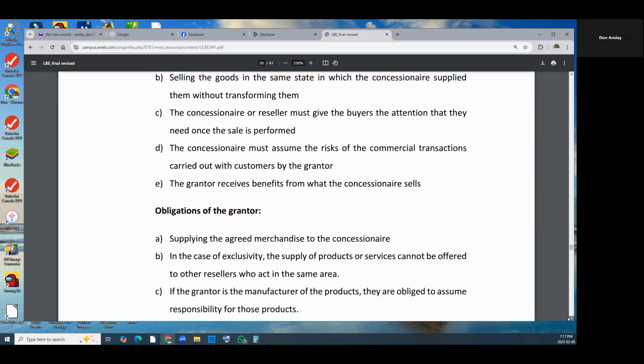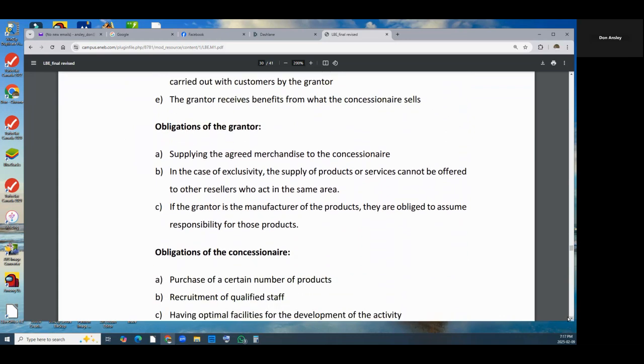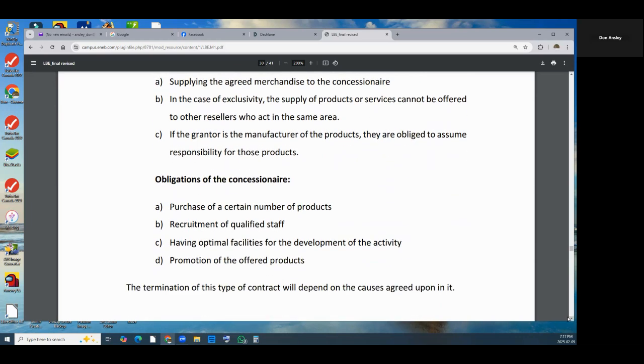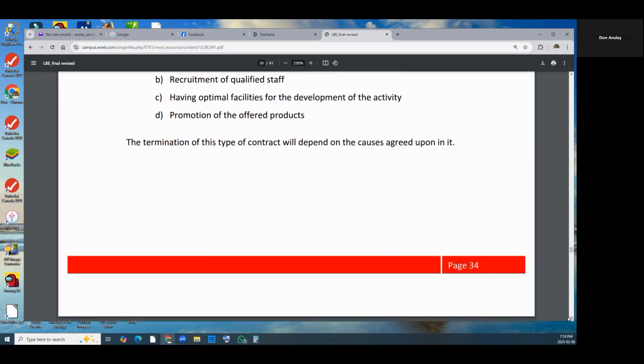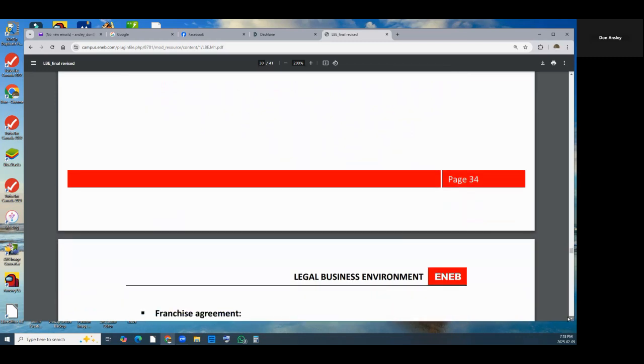Now, the obligations of the grantor: supplying the agreed merchandise to the concessionaire; in the case of exclusivity, the supply of products or services cannot be offered to other resellers who act in the same area; and if the grantor is the manufacturer of the product, they are obliged to assume responsibility for those products. The obligations of the concessionaire: the purchase of a certain number of the products, the recruitment of qualified staff, having optimal facilities for the development of the activity, and promotion of the offered products. Determination of this type of contract will depend on the cause agreed upon in it.